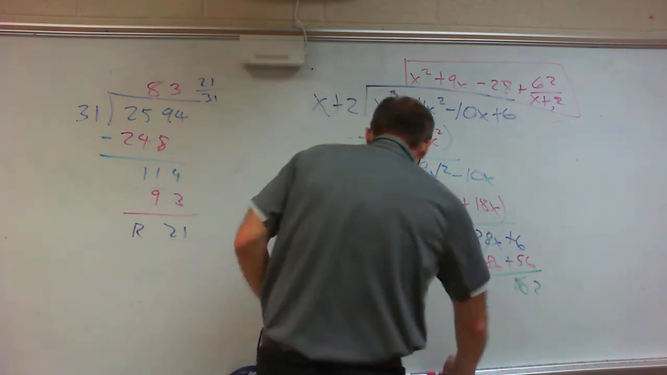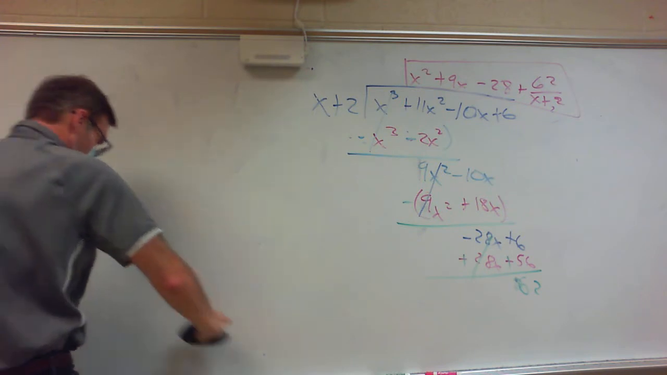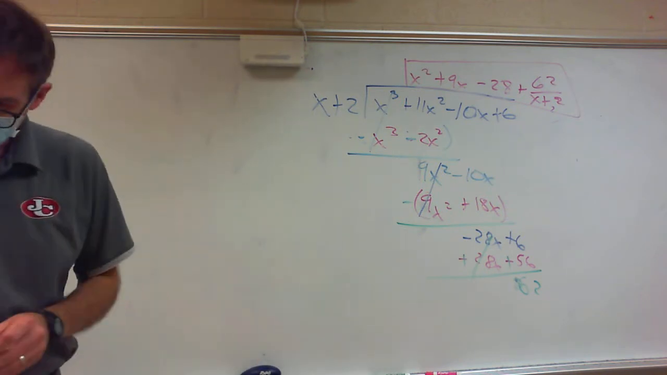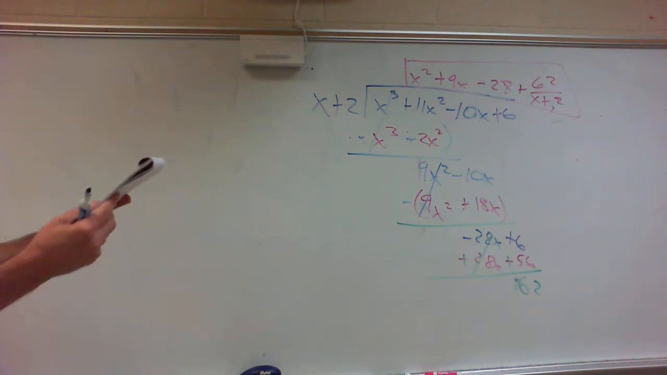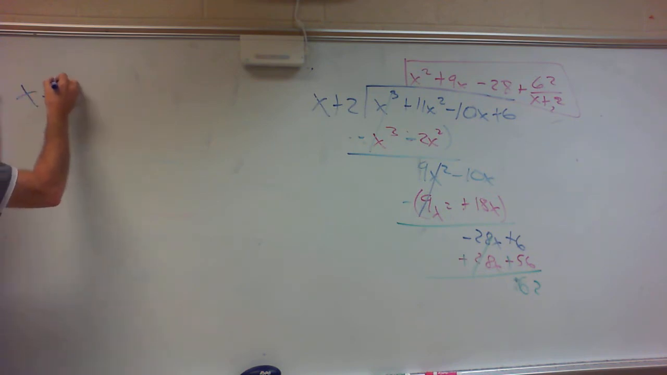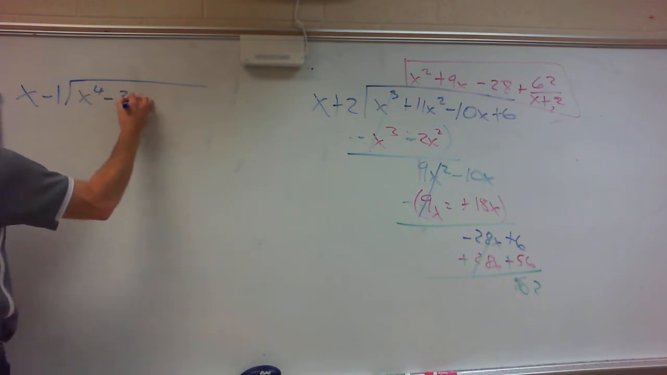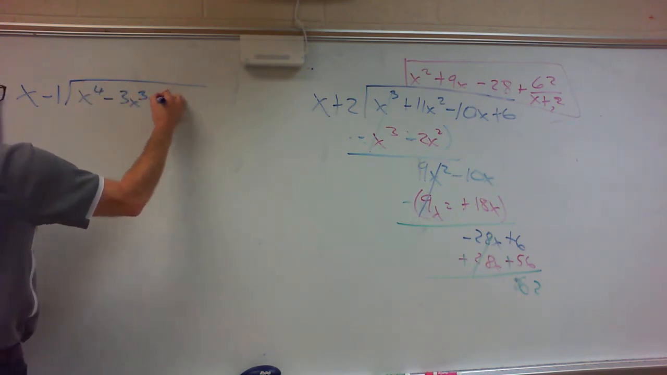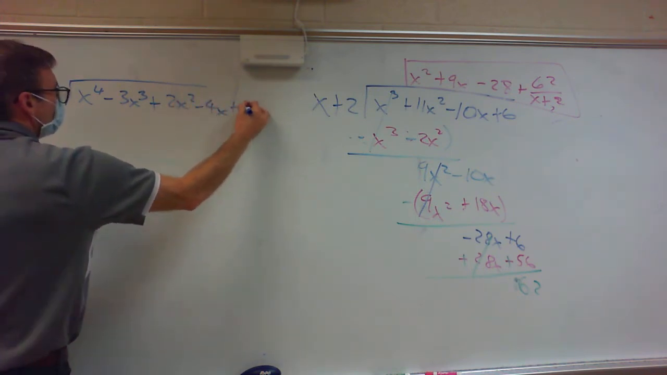All right, your turn. Okay, so I want you to do x minus 1 into x to the 4th minus 3x cubed plus 2x squared minus 4x plus 4.